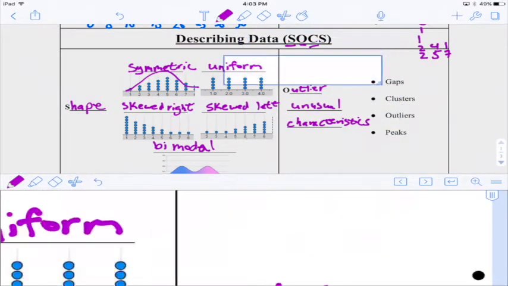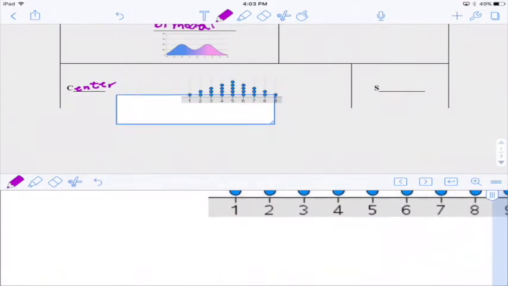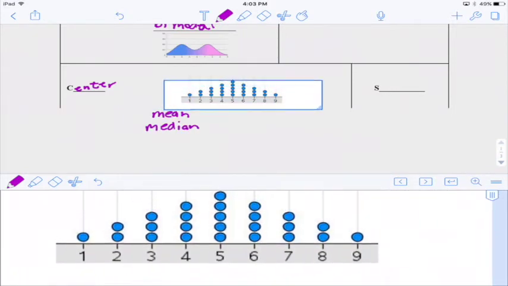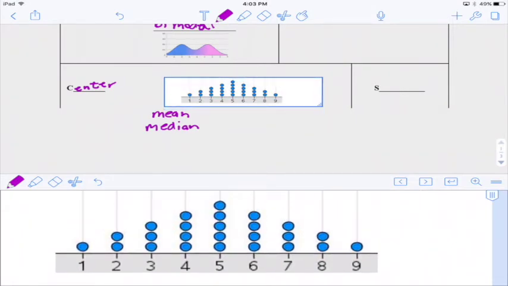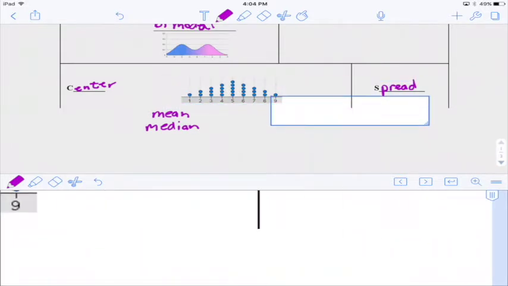C stands for center. We can do our center with the mean. We could find the center with median. Those are the main two. Technically mode, but not really. That one's kind of going away. So the center here is at 5. Both the mean and the median are going to be around 5. And this S is spread. We could find the spread by finding range.